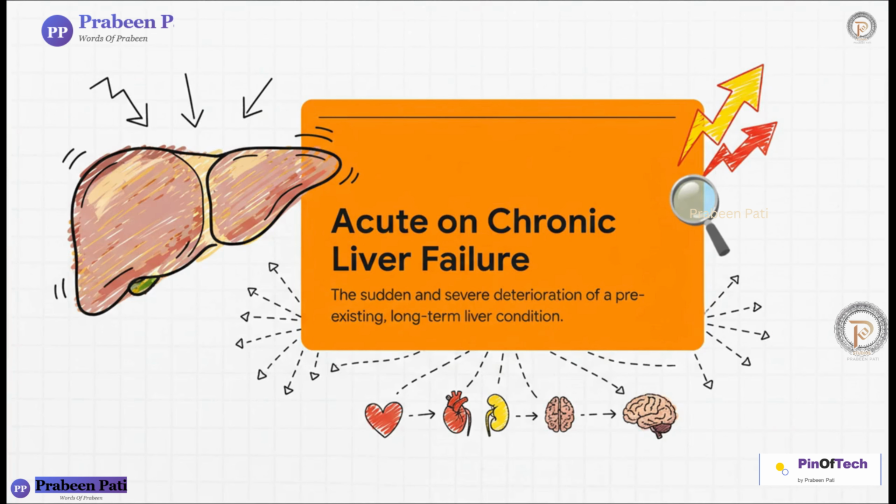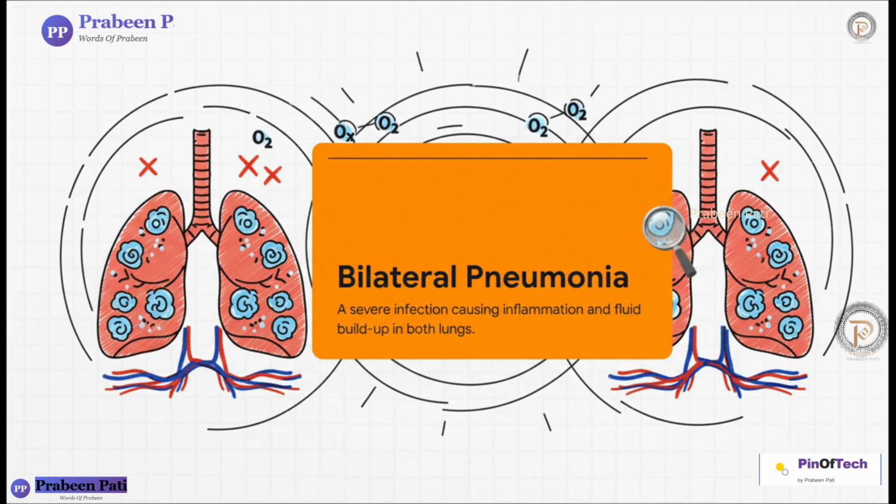First up, the report identifies acute on chronic liver failure. You know, that term itself kind of tells a 2-part story. Chronic means there was a pre-existing long-term liver problem, but acute, that means that existing problem suddenly and very rapidly got much, much worse.